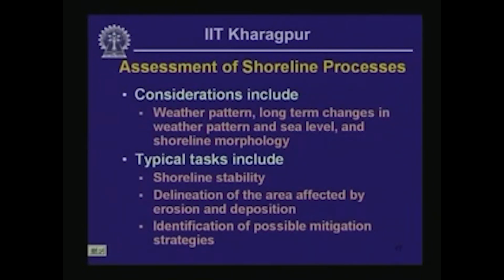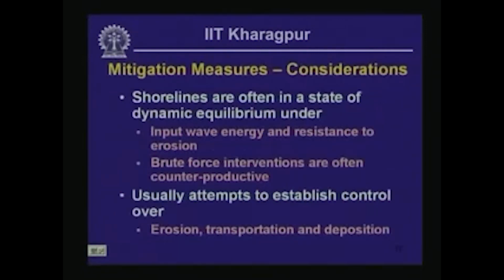Assessment of shoreline process. Here we need to consider the weather pattern, long-term changes in weather pattern and sea level, and shoreline morphology. Typical tasks here include shoreline stability. We need to delineate the area affected by erosion and deposition, and identify the possible mitigation strategies. Mitigation measure, we need to consider here the shorelines. The major consideration here is that shorelines are often in a state of dynamic equilibrium under the input wave energy and resistance to erosion, and often because of this brute force intervention is counterproductive.